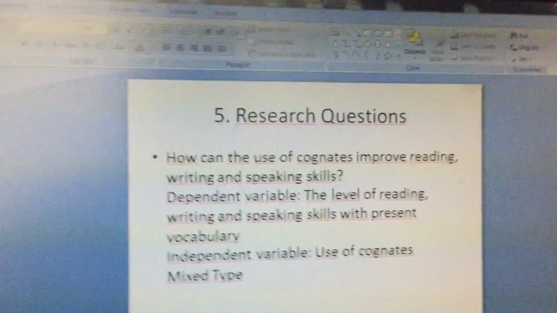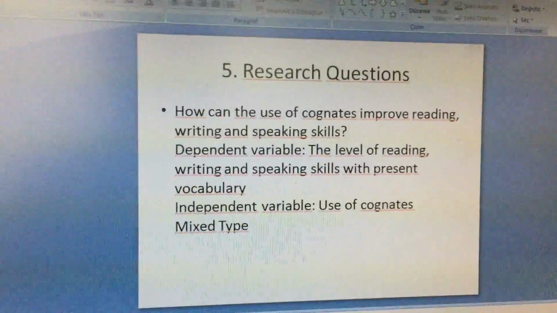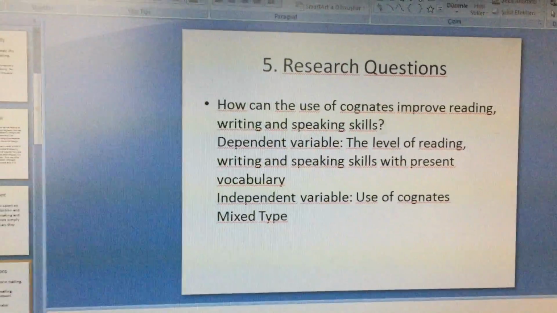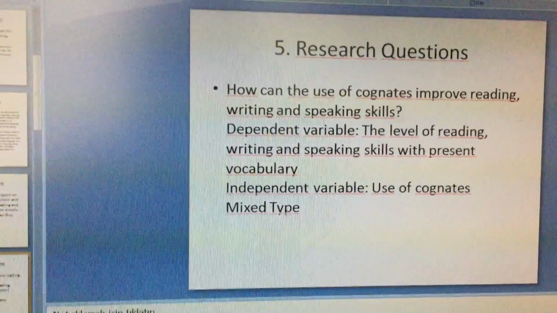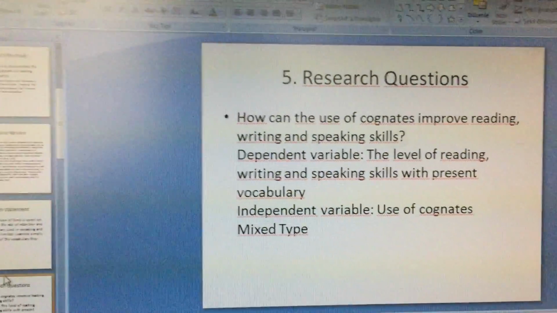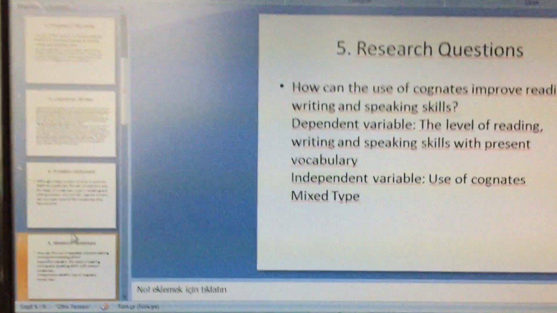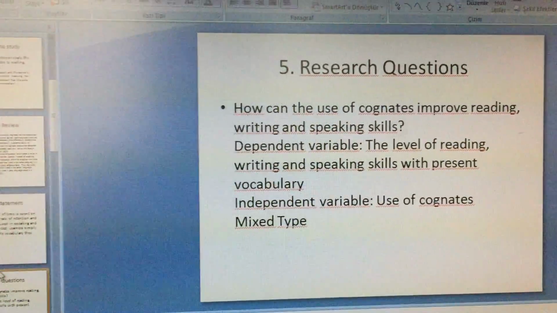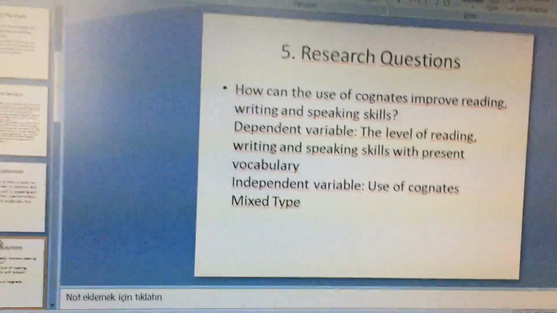So, we want to find out how the use of cognates can improve reading, writing, and speaking skills. Our dependent variable is the level of reading, writing, and speaking skills with the student's present vocabulary. The independent variable is the use of cognates, and the study will be a mixed type.